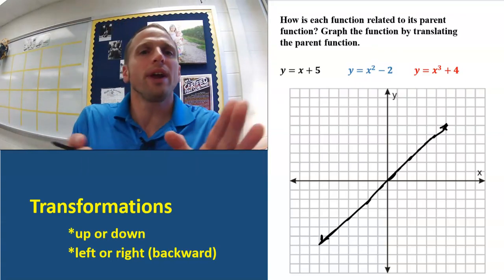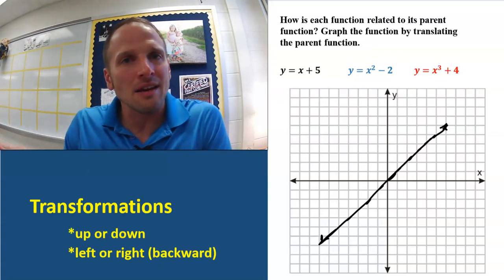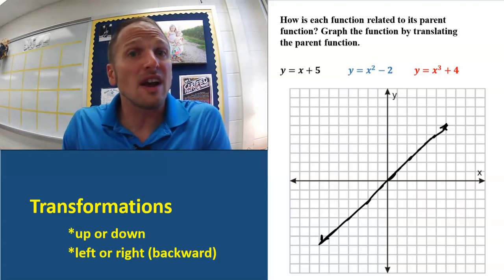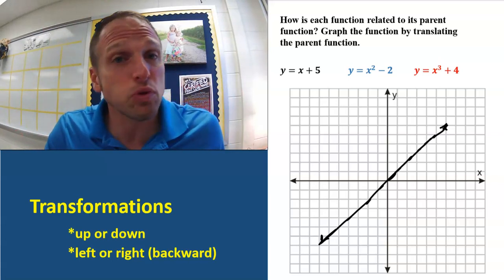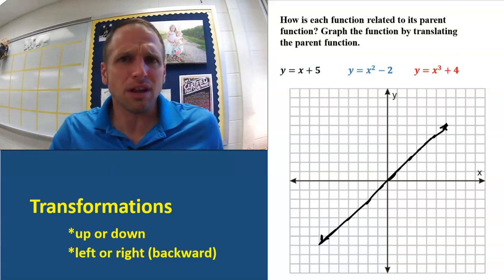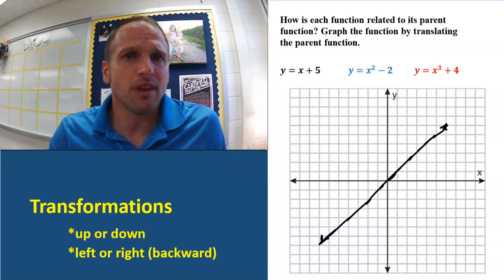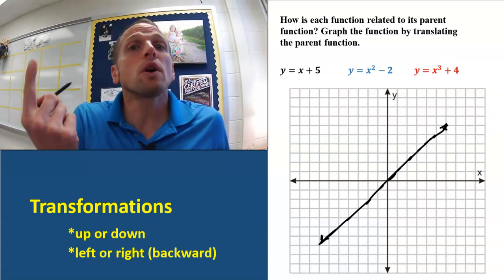Okay, so if we have a number out there at the end, that's going to affect our y value. And so y goes up and down, and since that says plus 5, which way do you think plus 5 is going to go, up or down? Yeah, you're right. Plus would mean go up. So we're going to move this up 5.